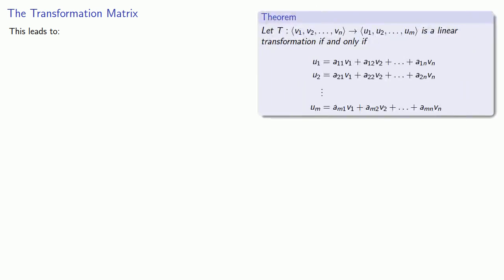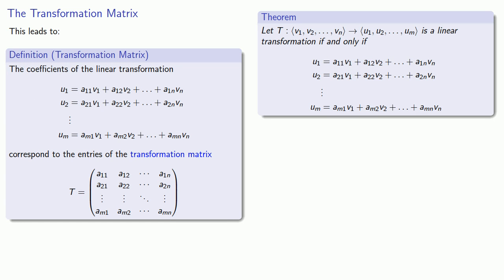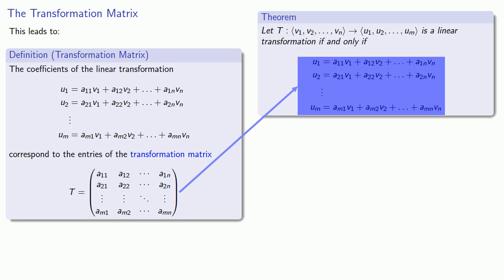Every linear transformation can be described using some system of equations, and once we have a system of equations, the coefficients can be used to produce a matrix, which is known as the transformation matrix. And conversely, what this suggests is that if I have any matrix, I can read the entries of the matrix as the coefficients of a set of formulas that describe a linear transformation.